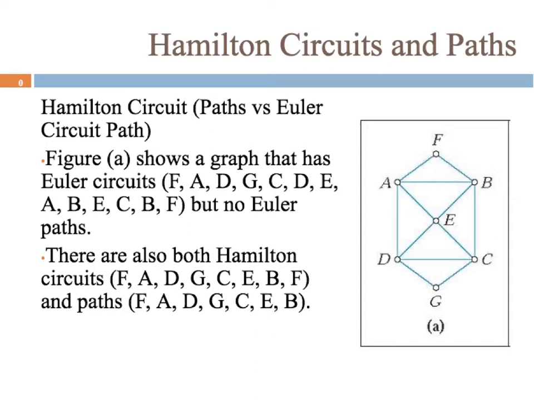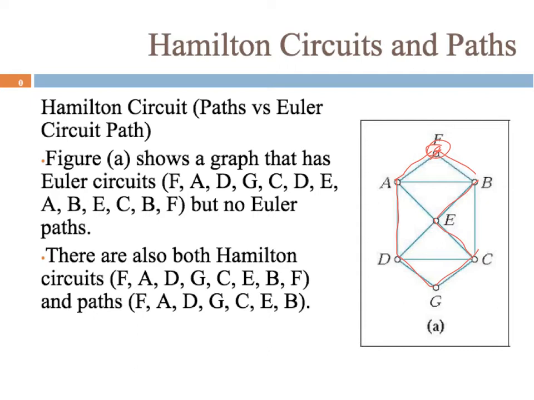With Hamilton circuits, all we have to do is hit every vertex. So if we restart at F, for example, it doesn't matter that we hit all the edges. We just want to hit every single vertex. So we start at F, and we'll go over to A. So we got A done, A to D, D to G, G to C, C to E, E to B, and then back to F. So there's our Hamilton circuit.